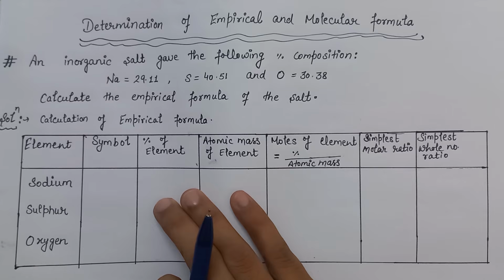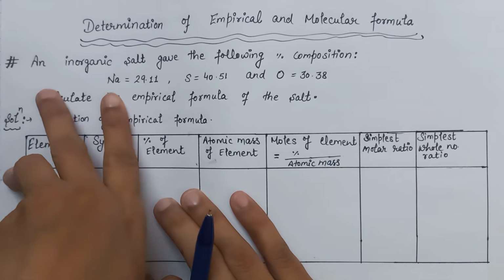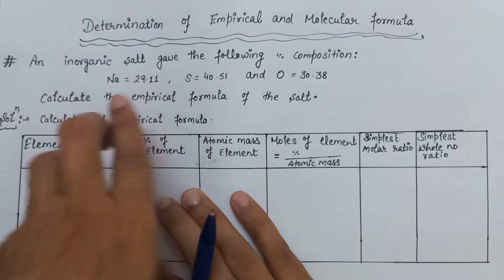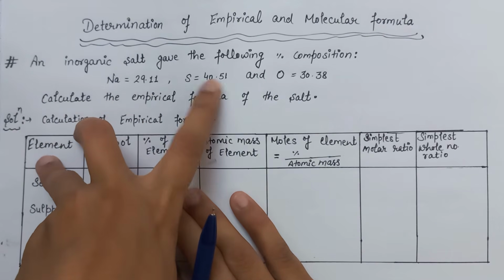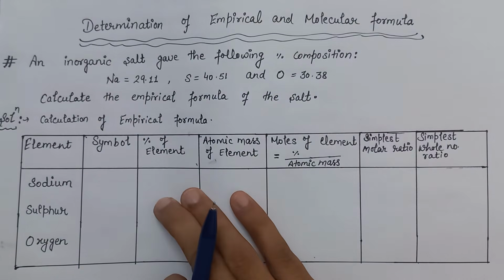Next we have how we can determine the empirical formula or the molecular formula of a compound when we are given the percentage composition. Let us consider a numerical in which we are given an inorganic salt with the percentage composition: sodium 29.11%, sulfur 40.51%, and oxygen 30.38%. We have to calculate the empirical formula of the salt.